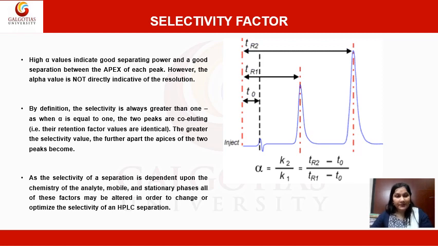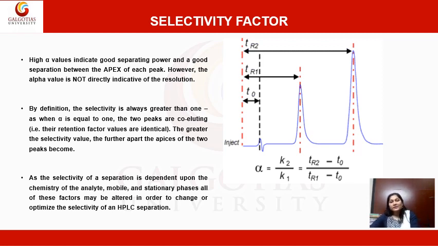By definition, the selectivity is always greater than 1, as when alpha is equal to 1, the two peaks are co-eluting. That is, their retention factor values are identical. The greater the selectivity value, the further apart the apexes of two peaks become. As the selectivity of the separation is dependent upon the chemistry of the analyte, mobile and stationary phase, all of these factors may be altered in order to change or optimize the selectivity of an HPLC separation.